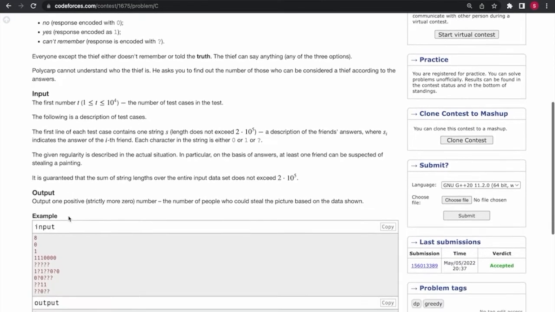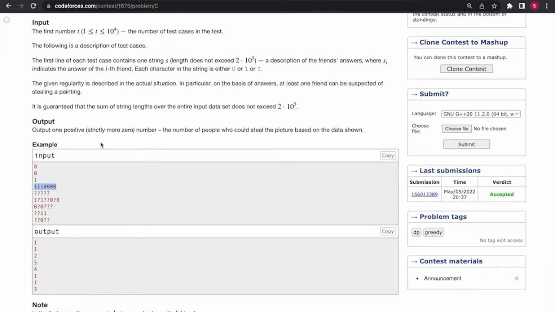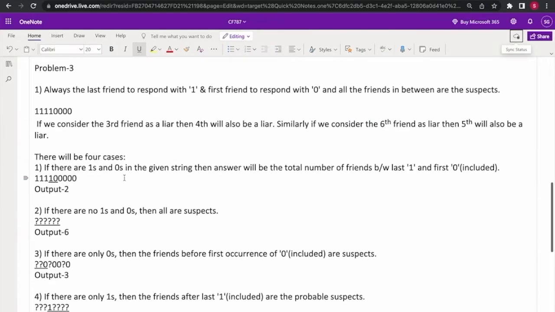So we are given a string. The string represents the response of each of the friends, and we need to find the number of suspects in the given string. I'll try to explain with some examples.